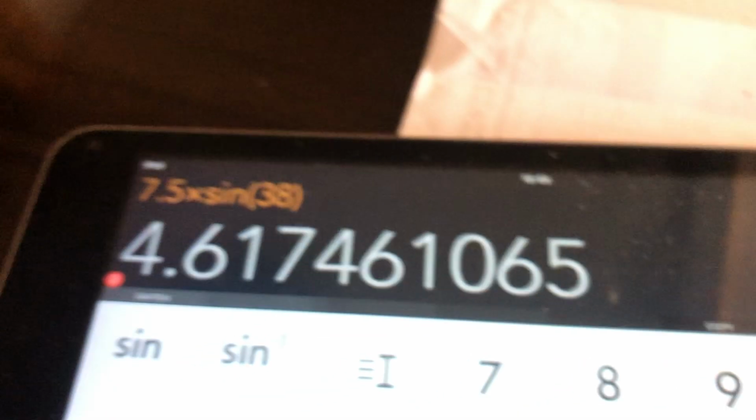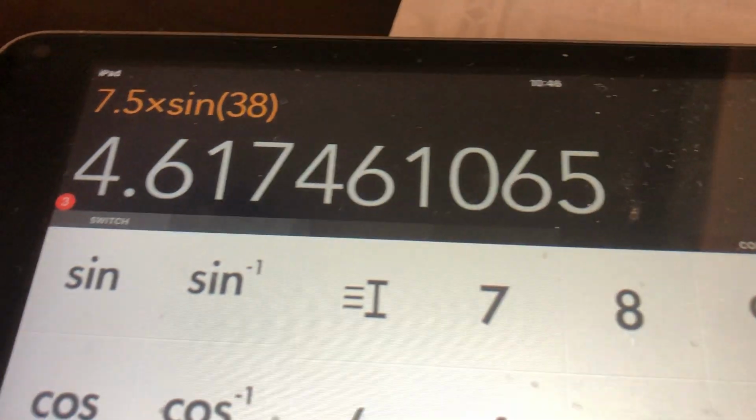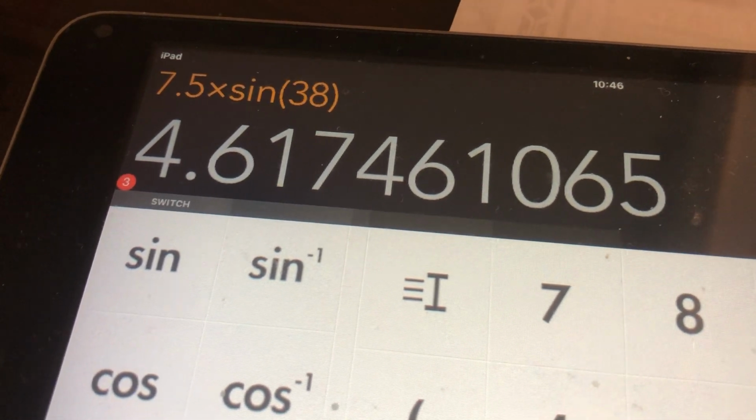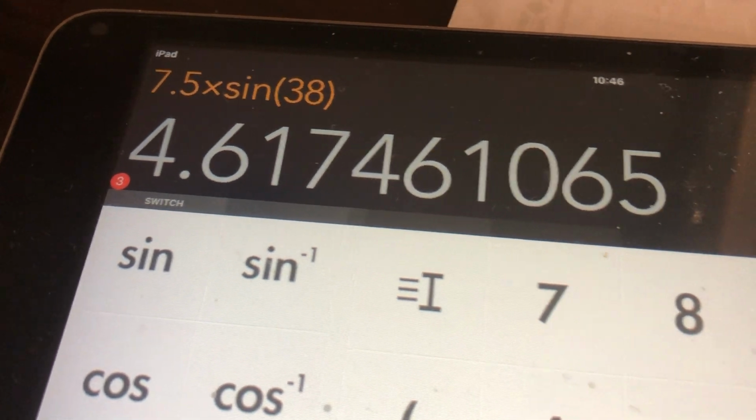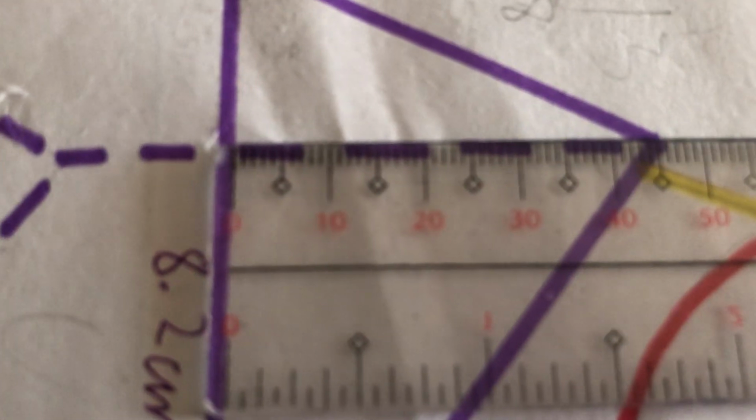So yeah, I've done it for you. 7.5 times sine of 38. And our answer is supposed to be 4.61. 4.61. So that's the measure of our height. Let's check if it's correct. Remember, this is the height of the triangle. So what's the answer? 4.61.